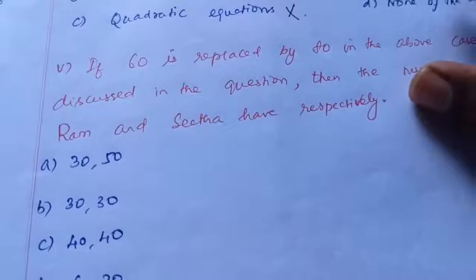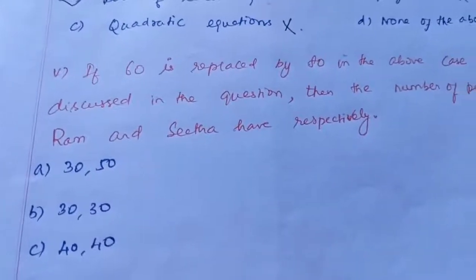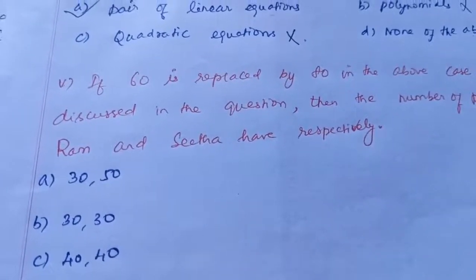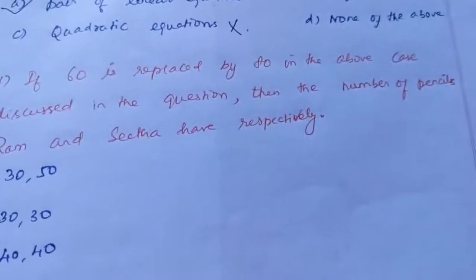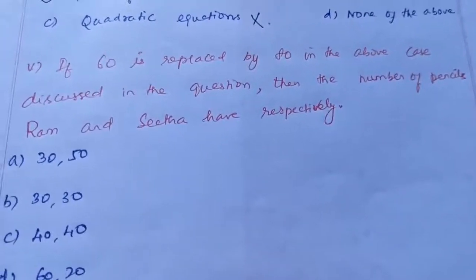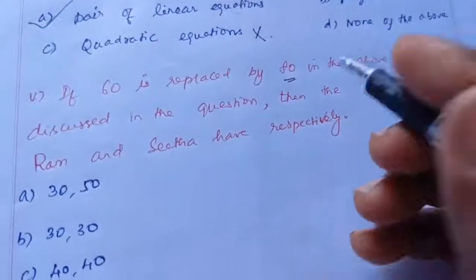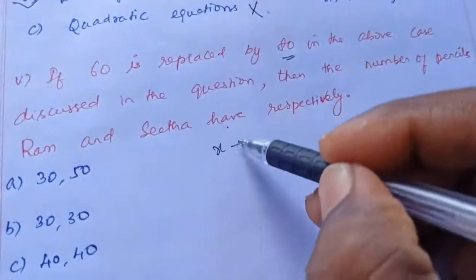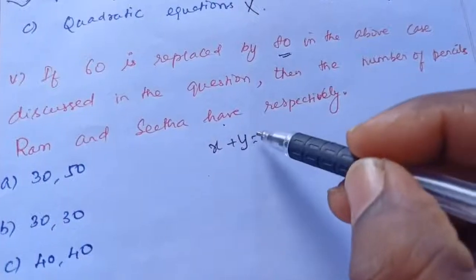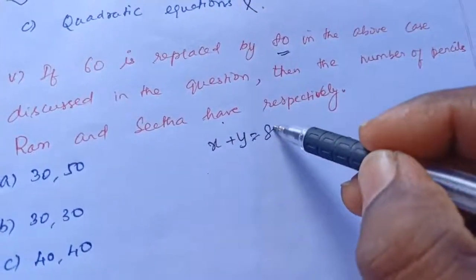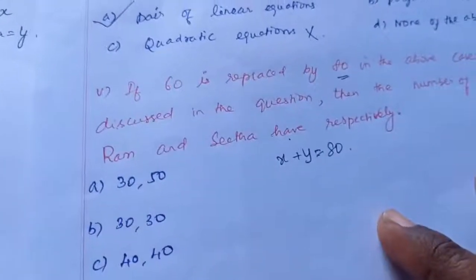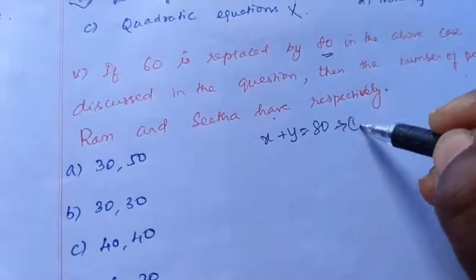Fifth question. If 60 is replaced by 80 in the above case discussed in the question, then find the number of pencils Ram and Sita have respectively. The condition given is that both together have 60 pencils, which should be replaced by 80. The same condition we can follow. You can keep this as equation number 1.